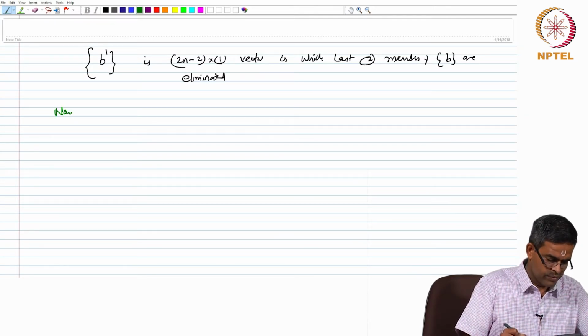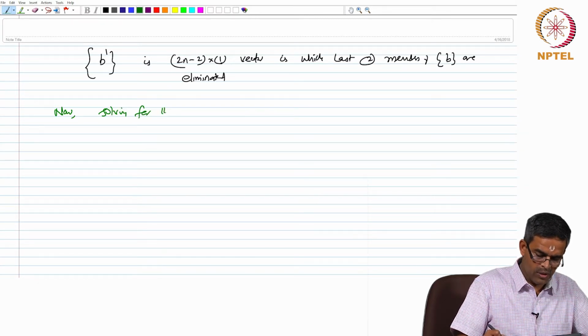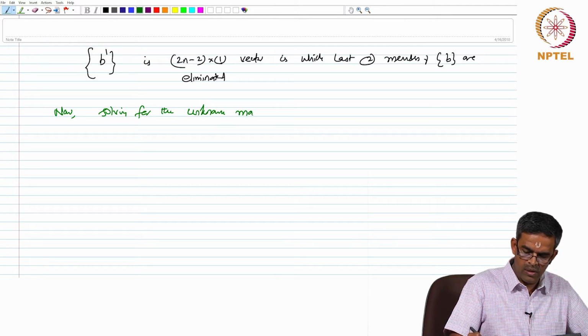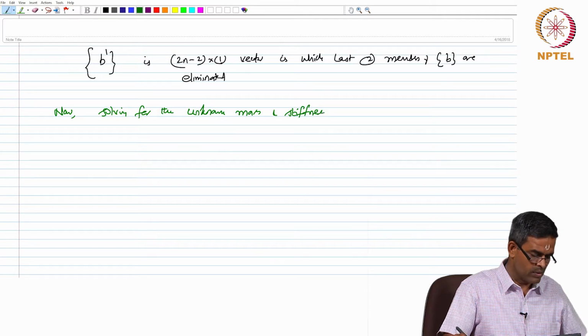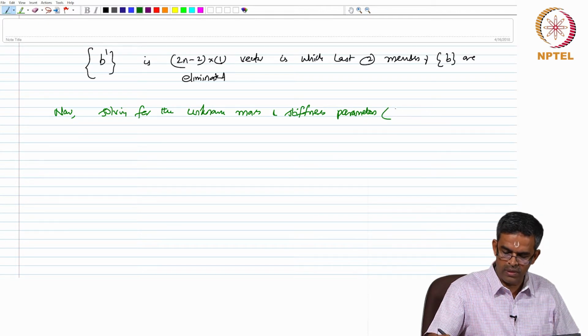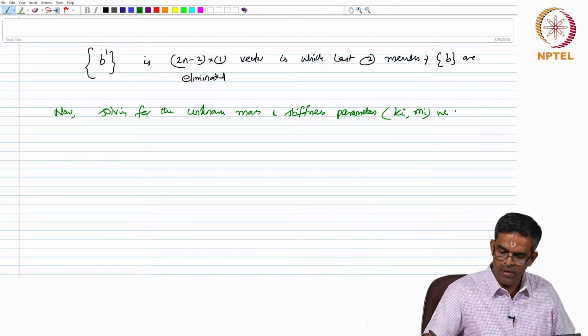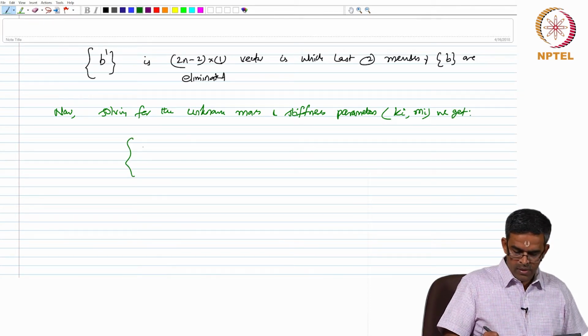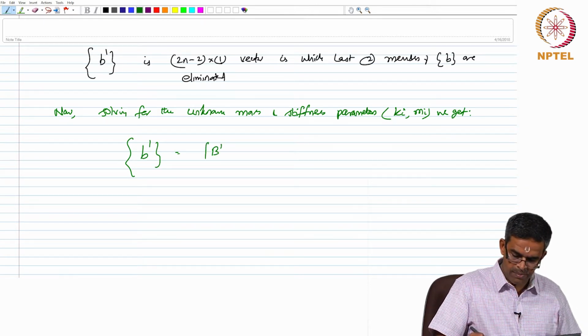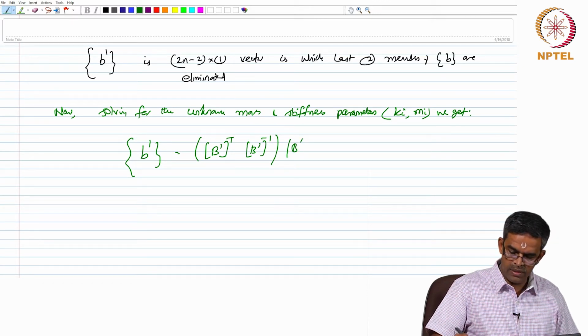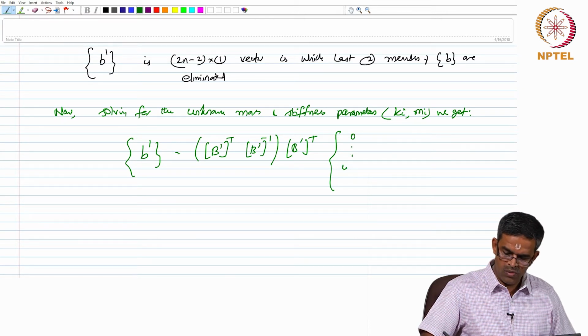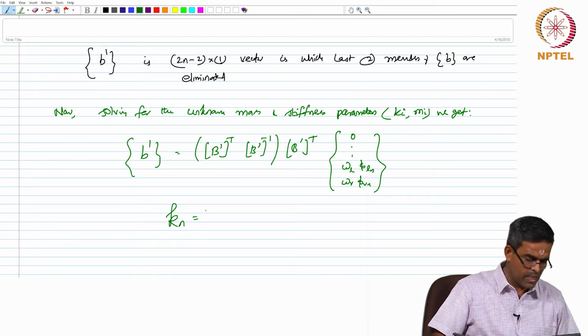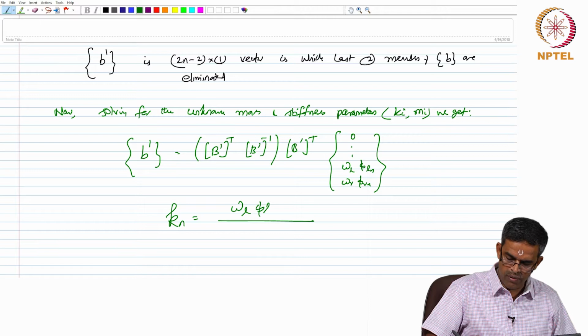Now, solving for the unknown mass and stiffness parameters, that is Ki and Mi, we get b dash is equal to B prime transpose B dash inverse B dash transpose 0, omega L phi Ln, omega R phi Rn, which tells me kn is equal to omega L phi Ln by phi Ln minus phi L(n-1).